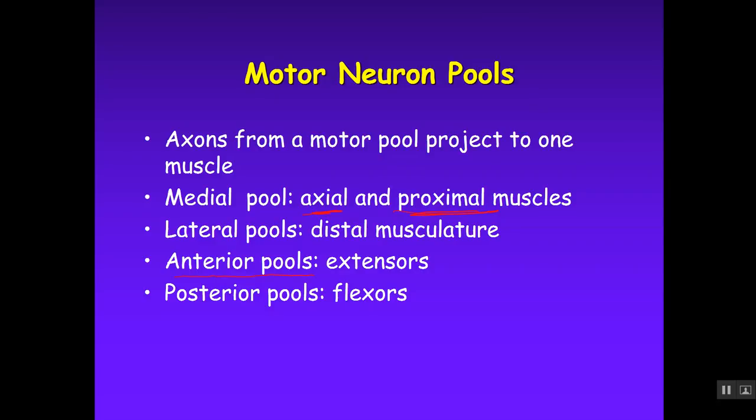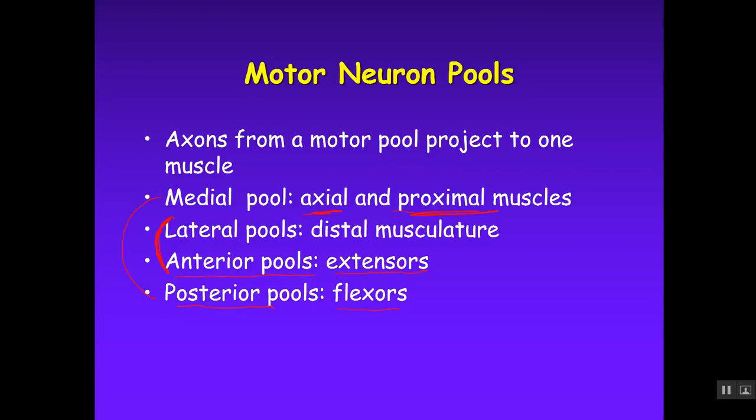If it's in an anterior pool, it's going to innervate more an extensor muscle. If it's in a posterior pool, more flexor, okay? So if you are in the anterior and lateral area, you're going to probably be an anterior horn cell that goes to more distal extensor muscles. Versus if you're in a medial pool, in the posterior part of the medial pool, you're going to be going to more proximal flexor muscles, like shoulder, hip, or something like that.